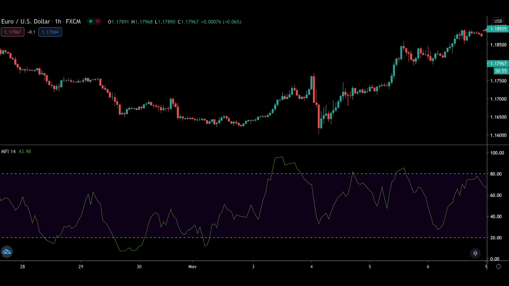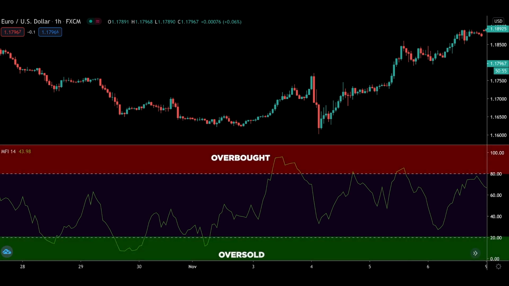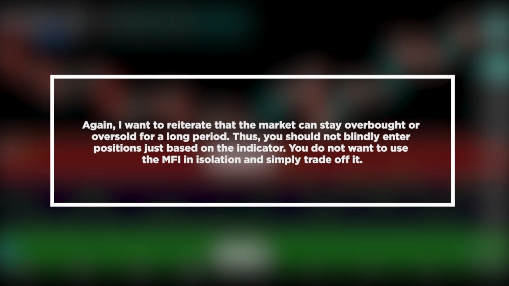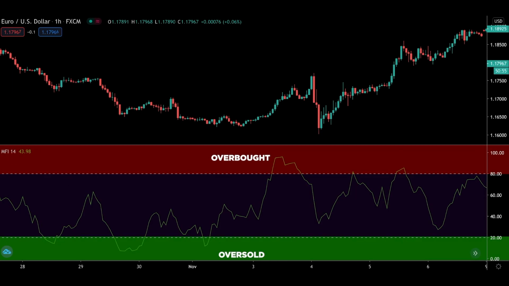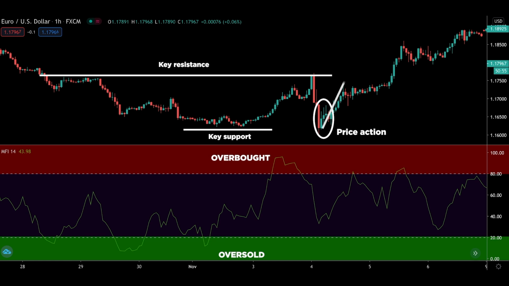Now, the MFI can be used in different ways, but the main ones are overbought or oversold and divergences. Again, I want to reiterate that the market can stay overbought or oversold for a long period. Thus, you should not blindly enter positions just based on the indicator. You do not want to use the MFI in isolation and simply trade off it. You want to pay attention to price action, key support and resistance levels, and trend before entering into a trade.